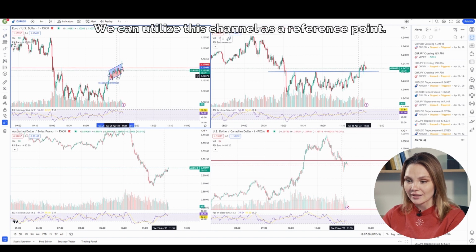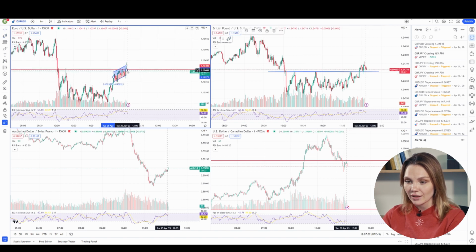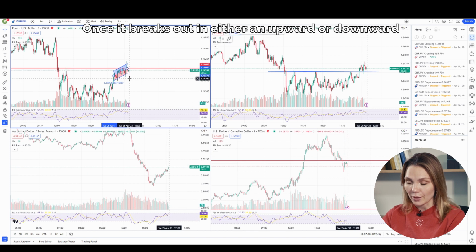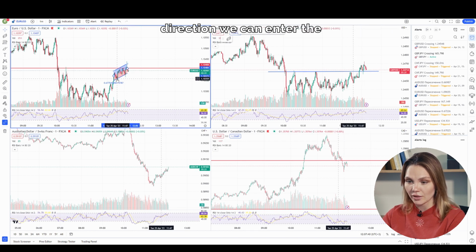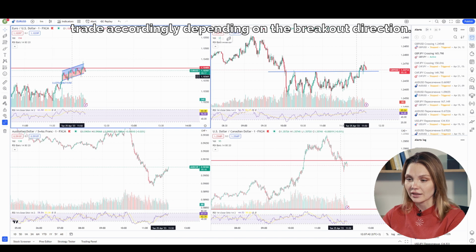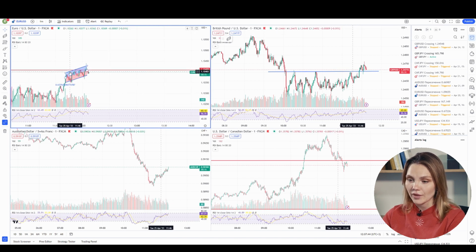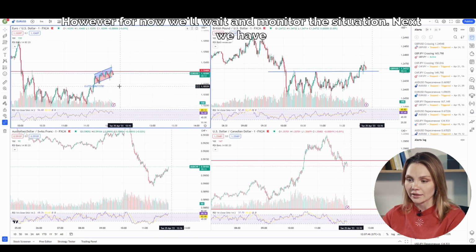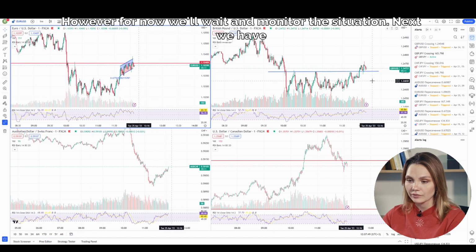We can utilize this channel as a reference point. Once it breaks out in either an upward or downward direction, we can enter the trade accordingly, depending on the breakout direction. However, for now, we'll wait and monitor the situation.